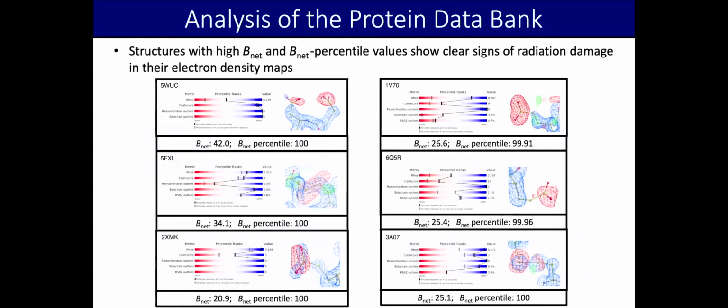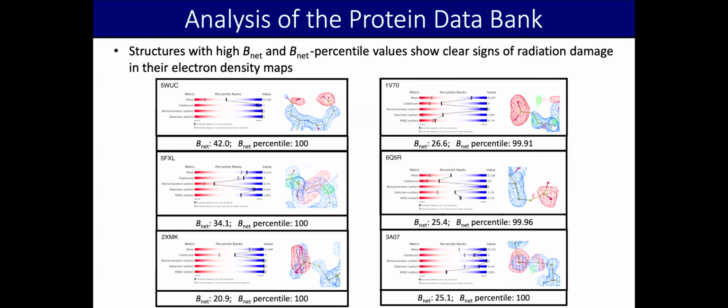So what I wanted to show here was radiation damage artifacts in 6 of the structures in our data set of 94,000 that have the highest BNet and BNet percentile values. You can see that all of these structures show clear signs of specific radiation damage. In their electron density maps, you see these characteristic negative electron density peaks around aspartate and glutamate side chains, and also around disulfide bonds.